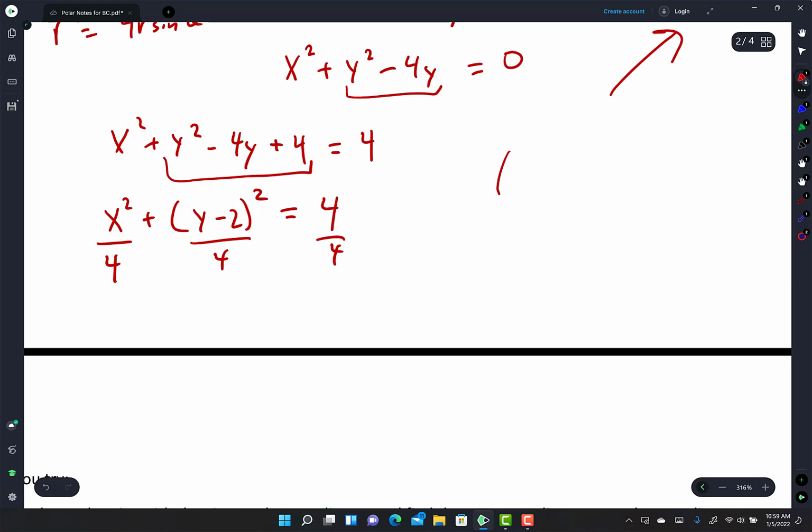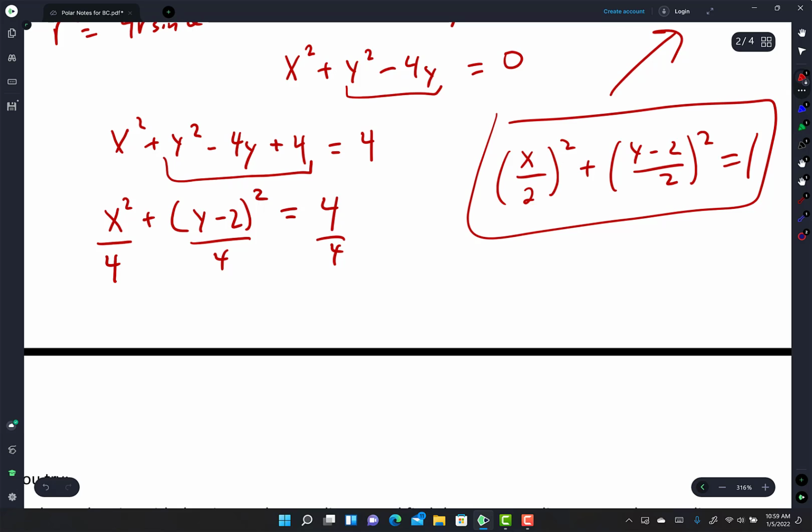So now look, I have (x over 2) squared plus ((y minus 2) over 2) squared equals 1. There it is. That's the equation of a circle. What's my radius? 2. Sometimes they call this general form. I can see some of you guys looking like, what? I don't remember that. Sometimes they call that general form.